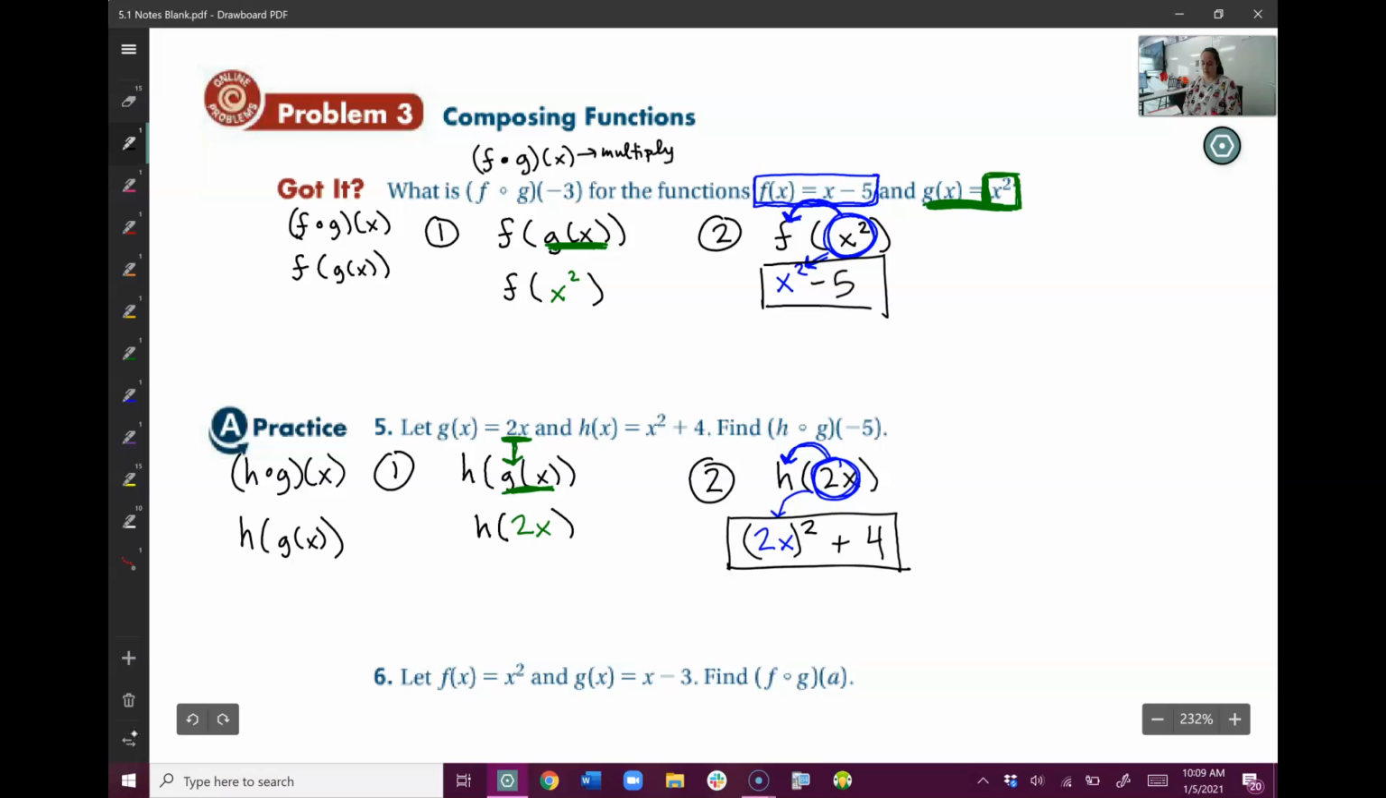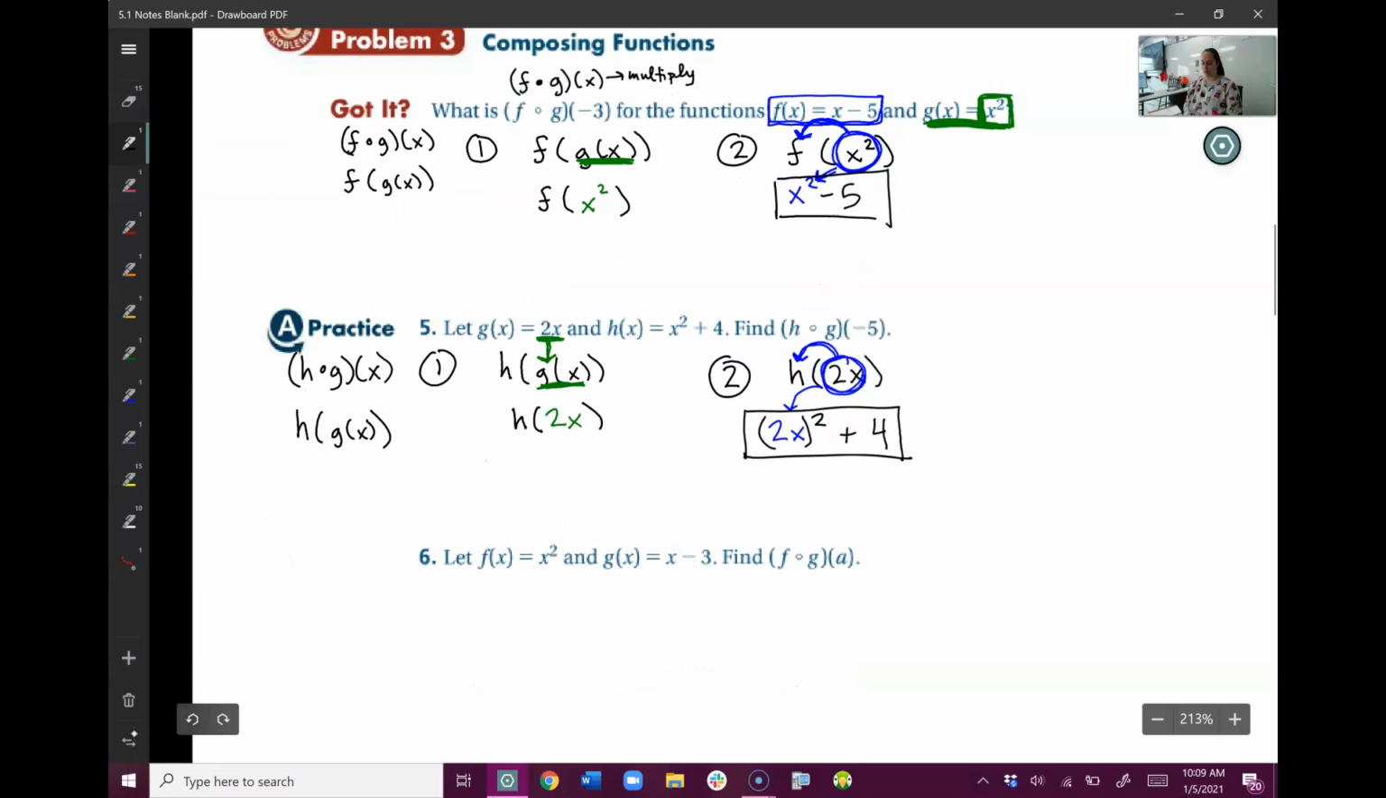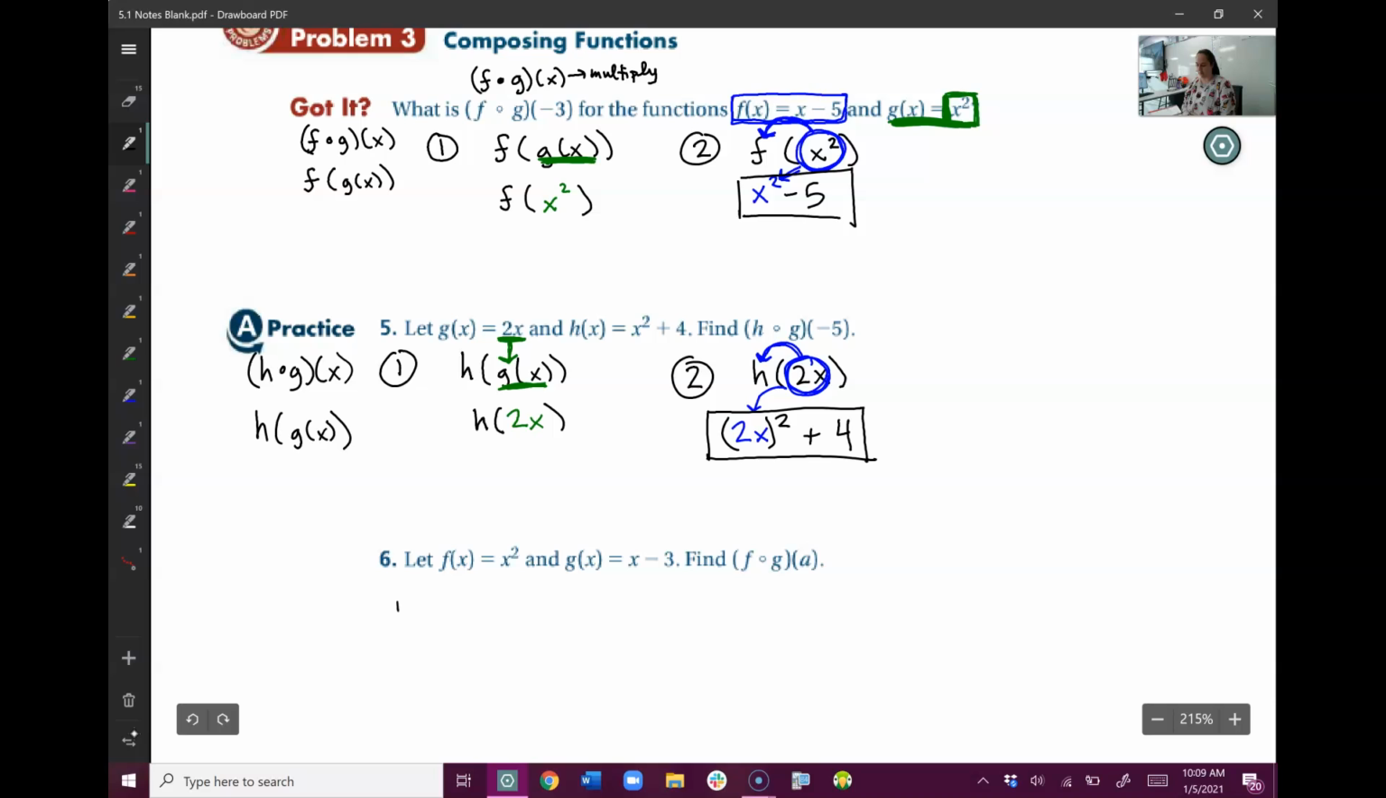And there we go. Now, before I talk about the numbers, I want you to try one of these compositions on your own. So I want you to try number 6. So this is f of g of x. We're going to do x and talk about the a in a minute. So this one. Pause the video, try this one out on your own, and then come back and see how you did.